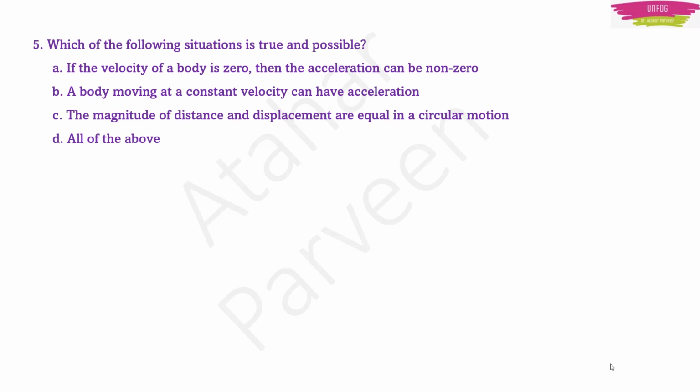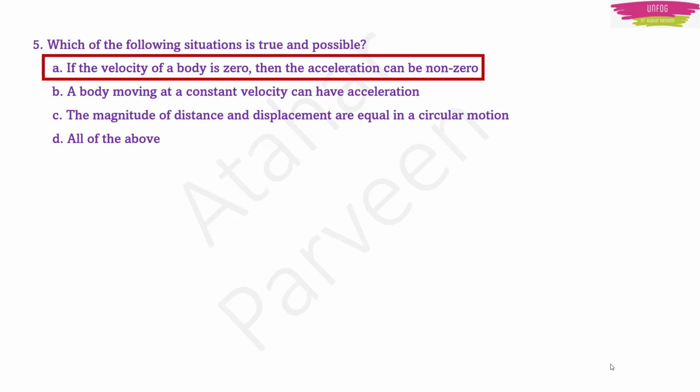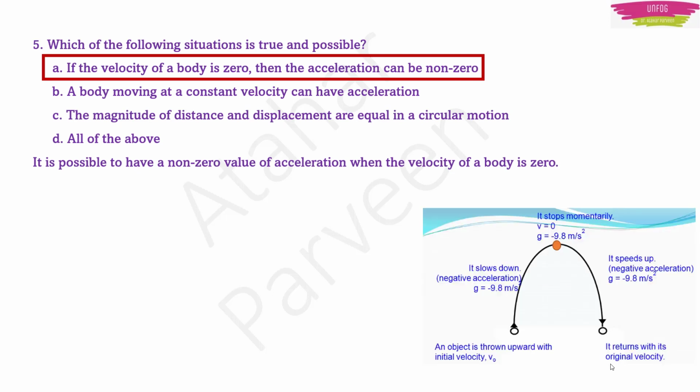Friends, acceleration can exist if the velocity of a body is 0. But then the situation should be like this. What should be the situation? If you are throwing a ball, it will go up to one point and momentarily it will stop and then it will come back. At that moment when that ball stopped for a millisecond, the velocity was 0, right? For that ball. But was acceleration 0? No, it was non-zero. Correct?